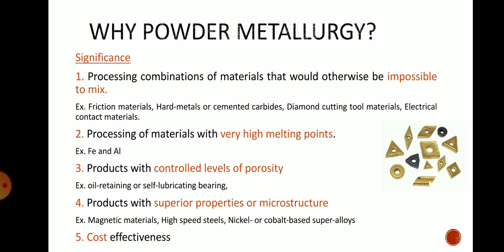Again I will revise this: the processing of combinations of materials that would otherwise be impossible to mix, that we can do by powder metallurgy. Then the processing of materials with a very high melting point, that also we can do with the help of powder metallurgy. Products with a controlled level of porosity, that we can also process by powder metallurgy. Then products with superior properties or microstructure, that also we can do with the help of powder metallurgy.